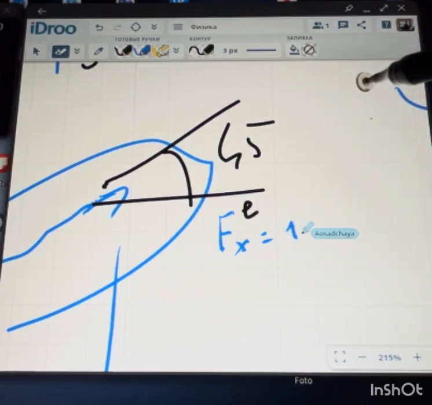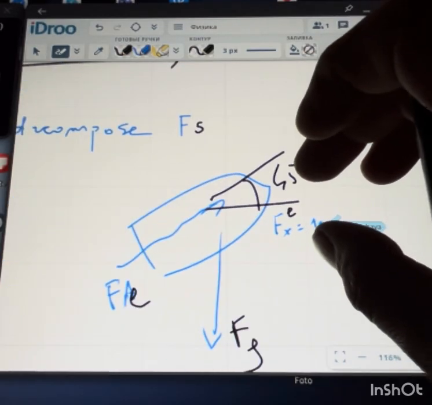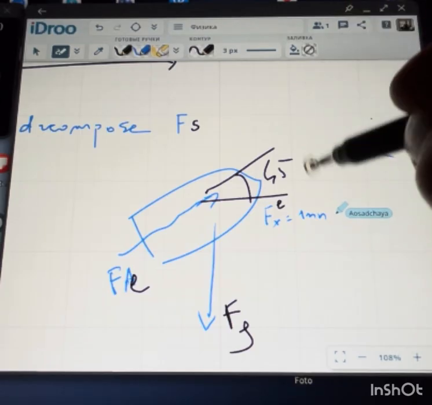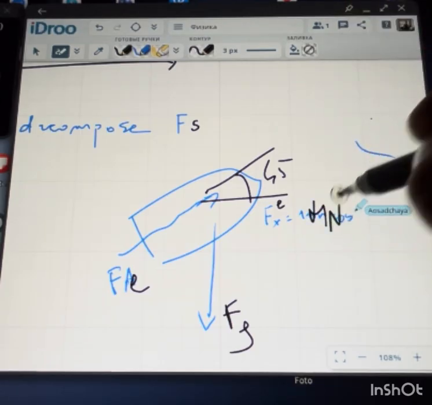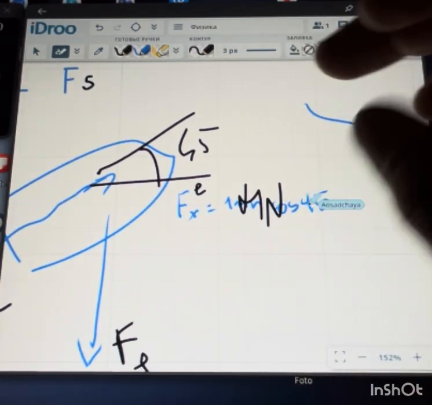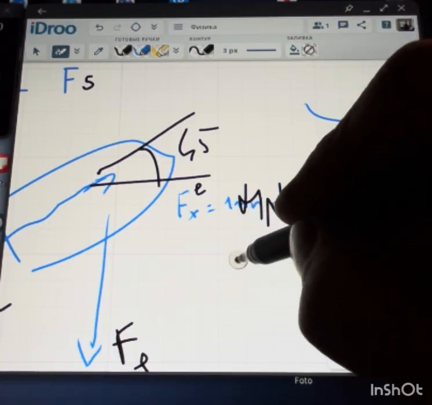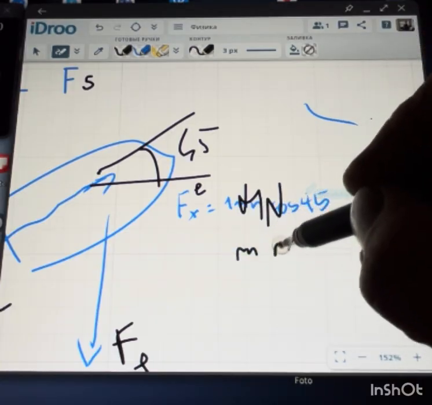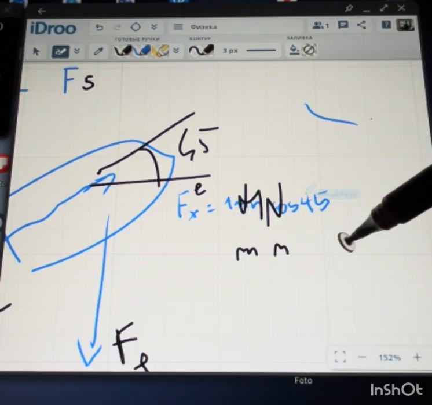Wait, it's 1 MN, 1 meganewton times cosine 45. Capital M, otherwise m is milli, which is 10 to the minus 3. And small n is number of moles.